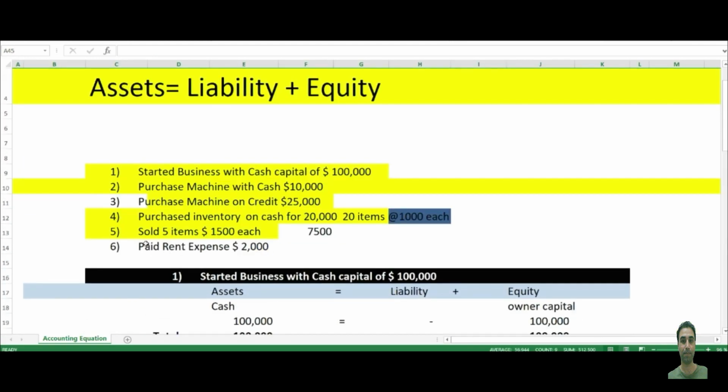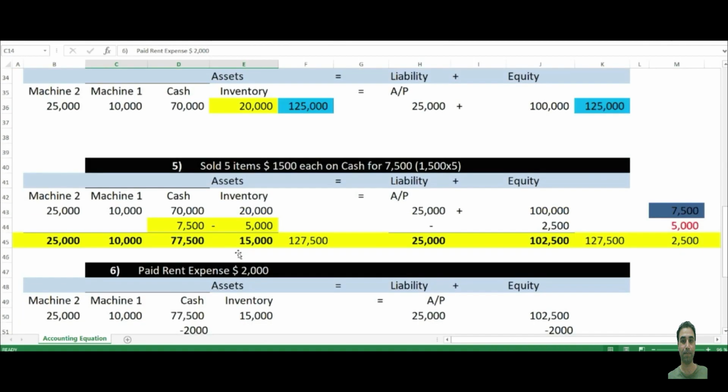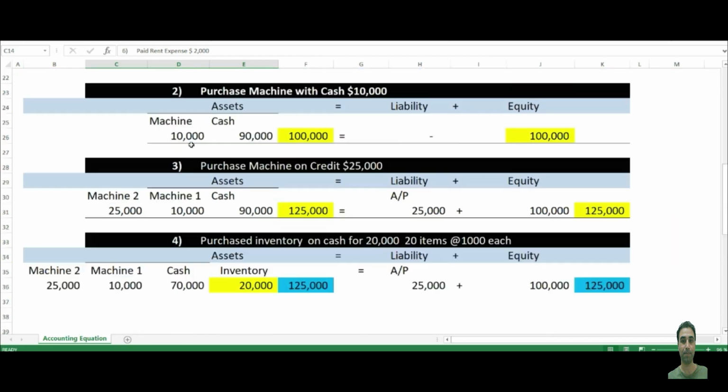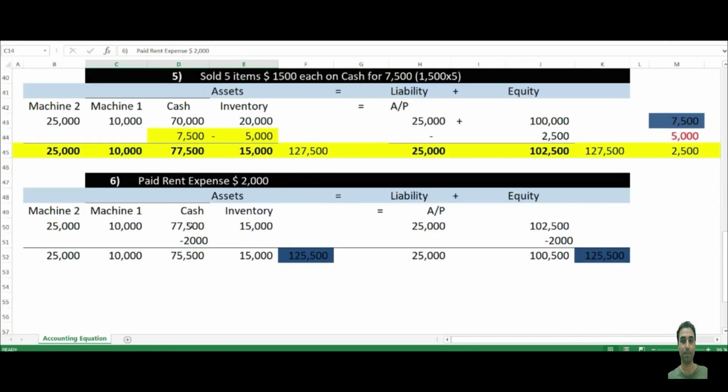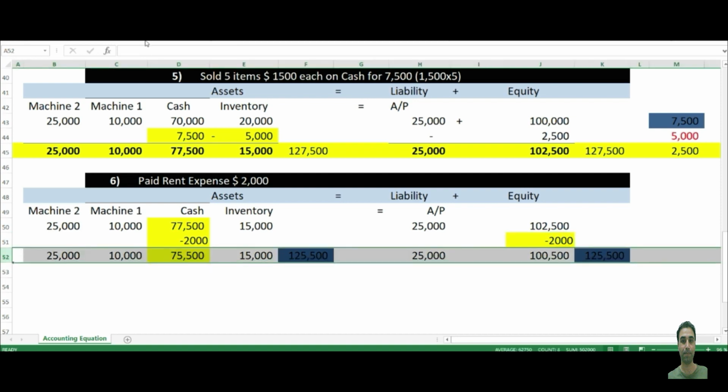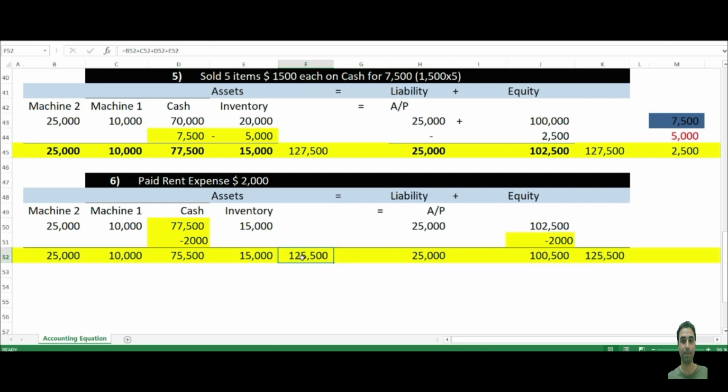Now in the last section, if you see over here, you have paid a rent of 2,000. So now if you see over here, you have paid the rent in cash, so your asset will be decreased with which amount? 2,000. If you see over here 2,000, and similarly your equity has decreased because this expense is to be deducted from the equity with the 2,000. So your accounting equation will be again tallied with 125,000 and 125,000.